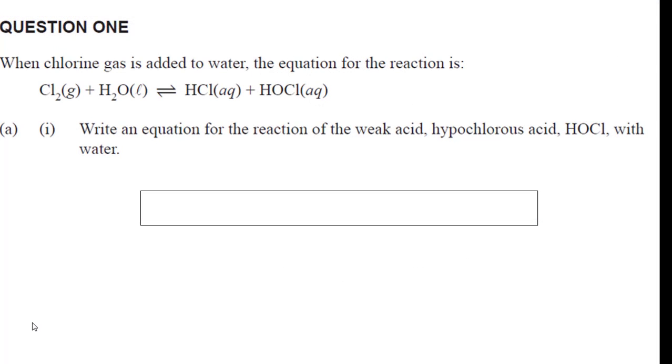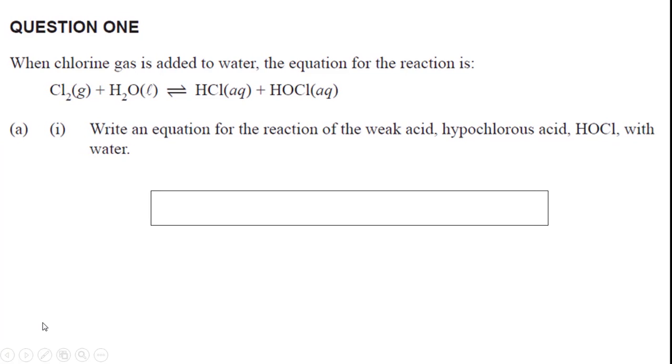Question 1 gives us a reaction to have a look at. So when chlorine gas is added to water, the equation for the reaction is chlorine gas plus water liquid goes to hydrochloric acid aqueous plus hypochlorous acid aqueous. Part A asks us to write an equation for the reaction of the weak acid hypochlorous acid with water.